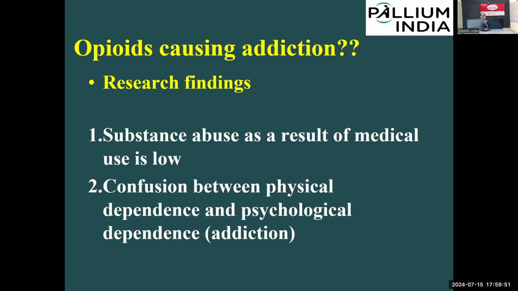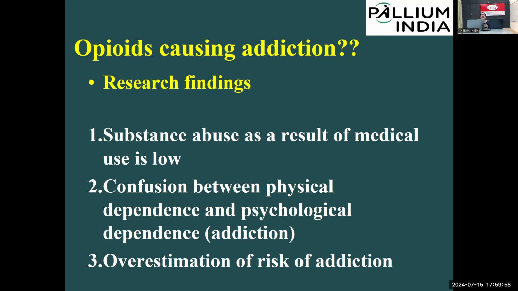And there is always a confusion between physical dependence and psychological dependence. Another serious issue is the overestimation of risk of addiction. Even the physicians are afraid or they overestimate the risk of addiction, and as a result, the use of opioids is limited or restricted, fearing that addiction might occur. This will result in more suffering to the patients. We are unable to meet the needs of needy patients or reduce their suffering because of our overestimation of the risk of addiction. So that is what the literature says.